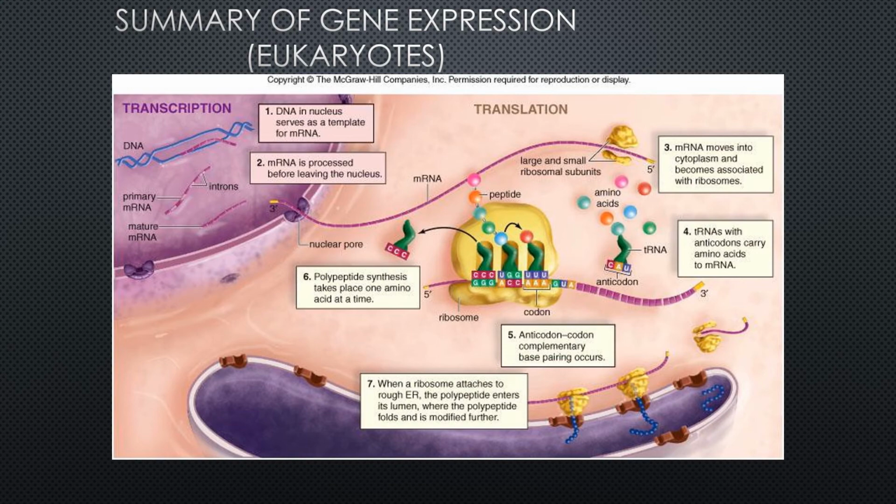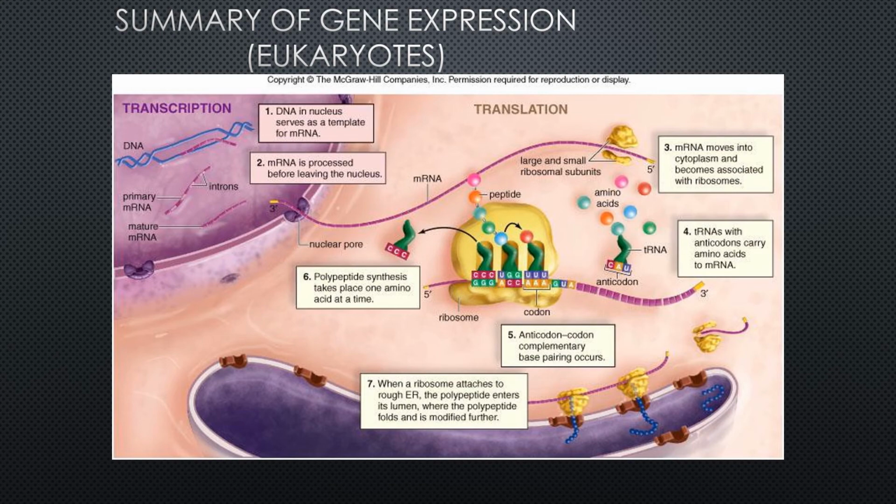So here is the summary of gene expression in eukaryotes. We start with our DNA in the nucleus, and that serves as a template for our messenger RNA. The messenger RNA is created, and then before leaving the nucleus, remember it goes through those 3 steps of being processed. Then it leaves out the nuclear pore into the cytoplasm, and either in free ribosomes within the cytoplasm or ribosomes on the rough endoplasmic reticulum is where translation occurs.